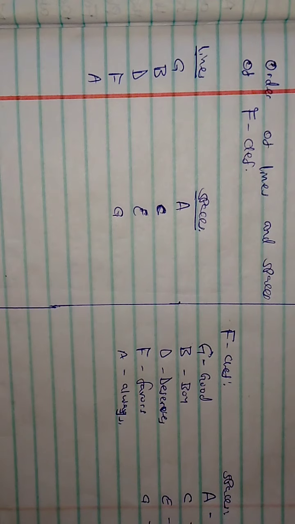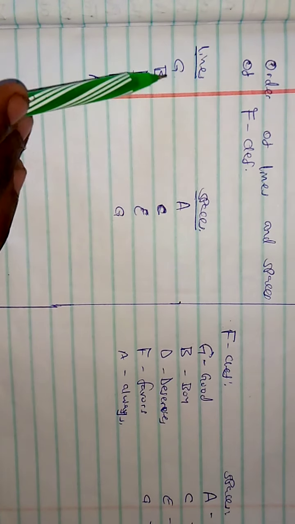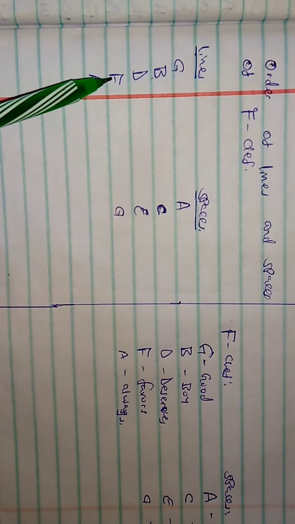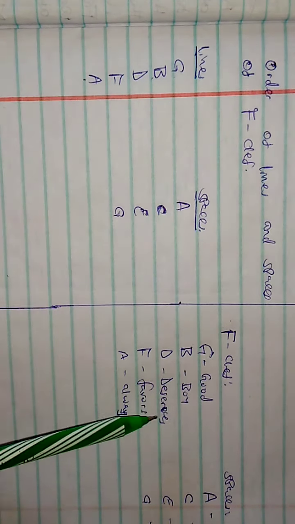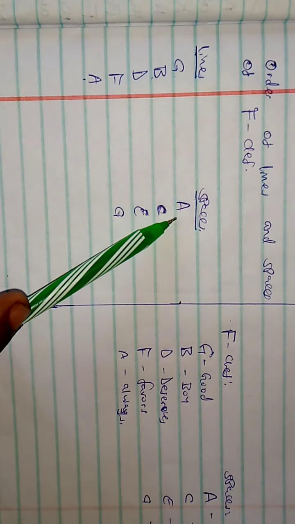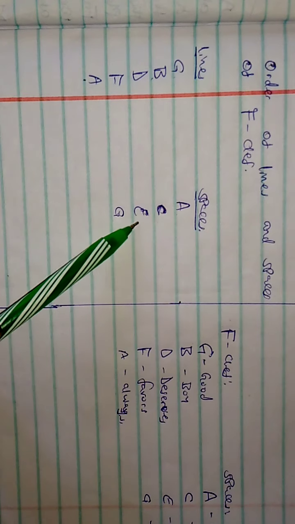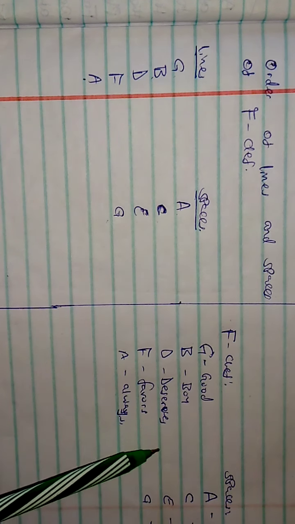And the order of lines and spaces of F-Clef for lines are G, B, D, F, A. You can say good boys deserve favors always. For spaces are A, C, E, G. You can say all cows eat grass or all cars eat gas, no matter the case.